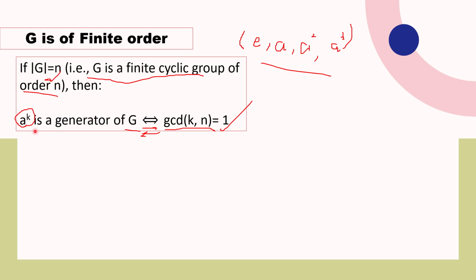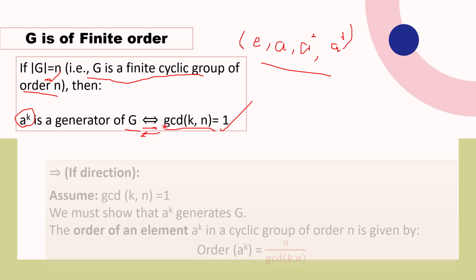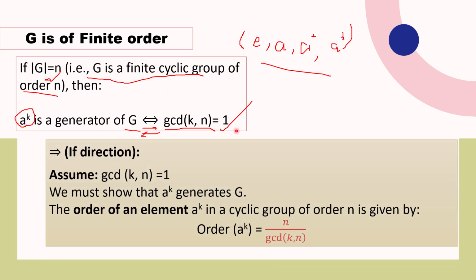A raised to k. All right. So we first go in this first direction, that is, we assume that GCD is equal to 1. What is k and n? First of all, k is the power of the element, which we are going to prove is the generator. N is the order of the group. And the greatest common divisor between k and n must be 1.